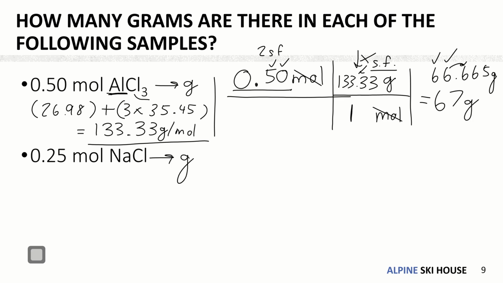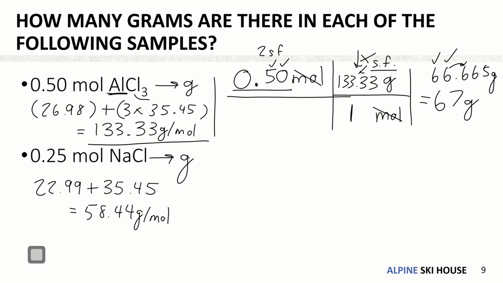All right, let's go to the next one. I have 0.25 moles of NaCl. I need to find the molar mass of it. So sodium is 22.99. There's only one right there, and I only need 1 chlorine. So I'm going to add those 2 up. 22.99 plus 35.45. I'm getting 58.44 grams per mole.